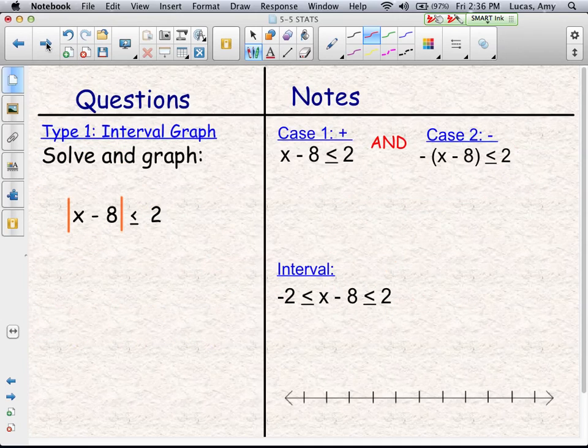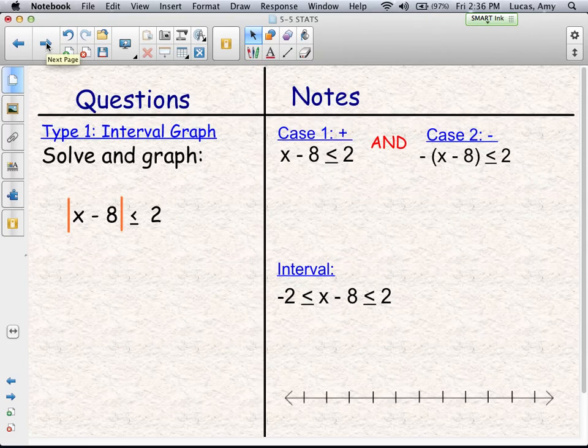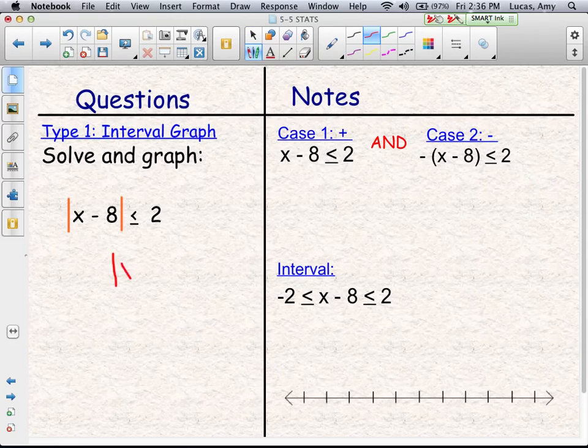Now, our homework problems are going to look more like this. The absolute value of x minus 8 is less than or equal to 2. I want to remind you that we learned how to solve absolute value equations back in chapter 2. Equations have an equal sign instead of an inequality symbol.